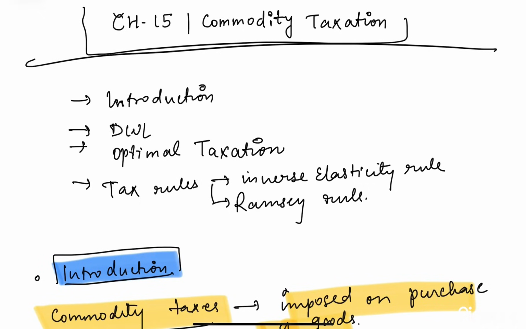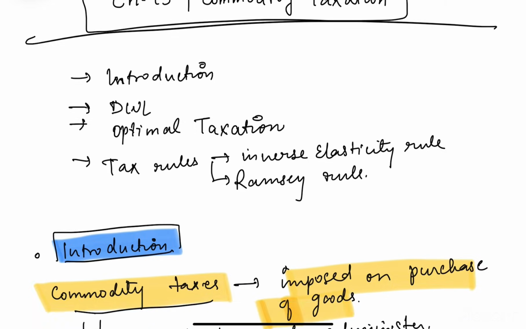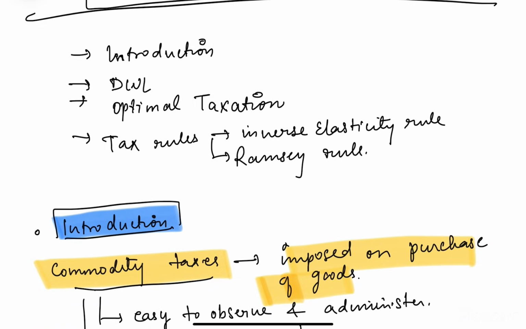Hello everyone. So today we are covering chapter 15, that is commodity taxation. In this chapter, first we will look at the introduction, then we will look at the deadweight loss and optimal taxation, and then the tax rule. Here we have two tax rules: one is the inverse elasticity rule and one is the Ramsey rule.